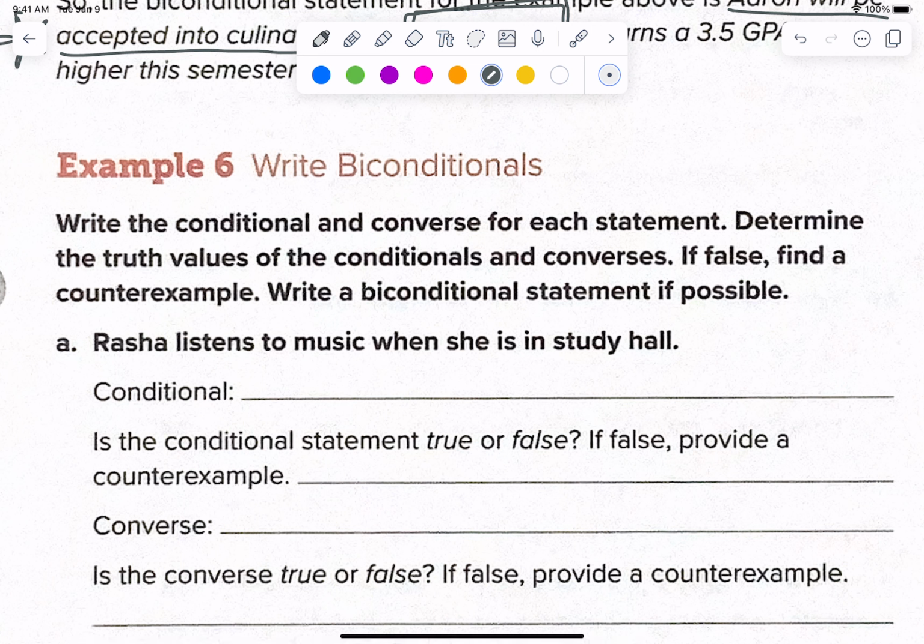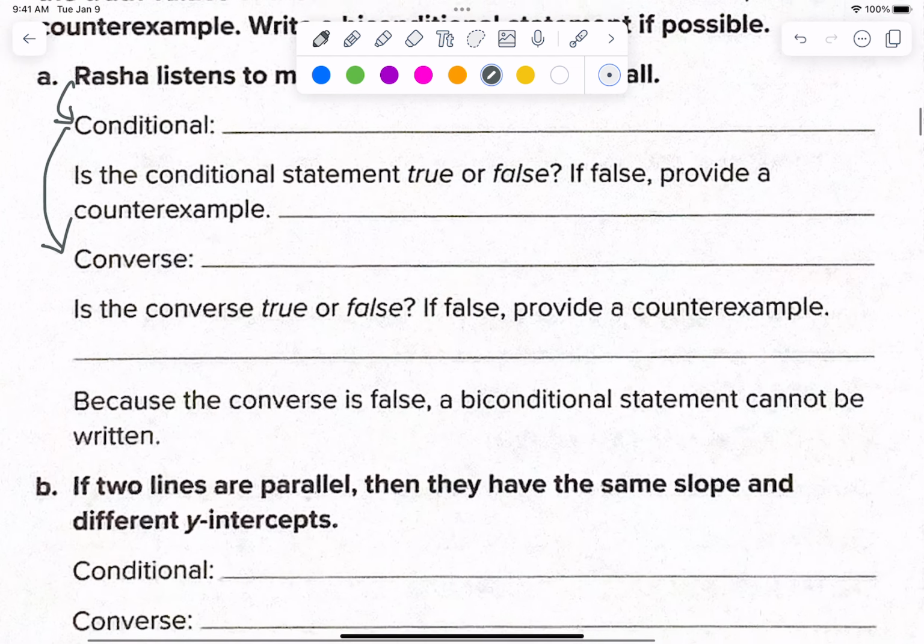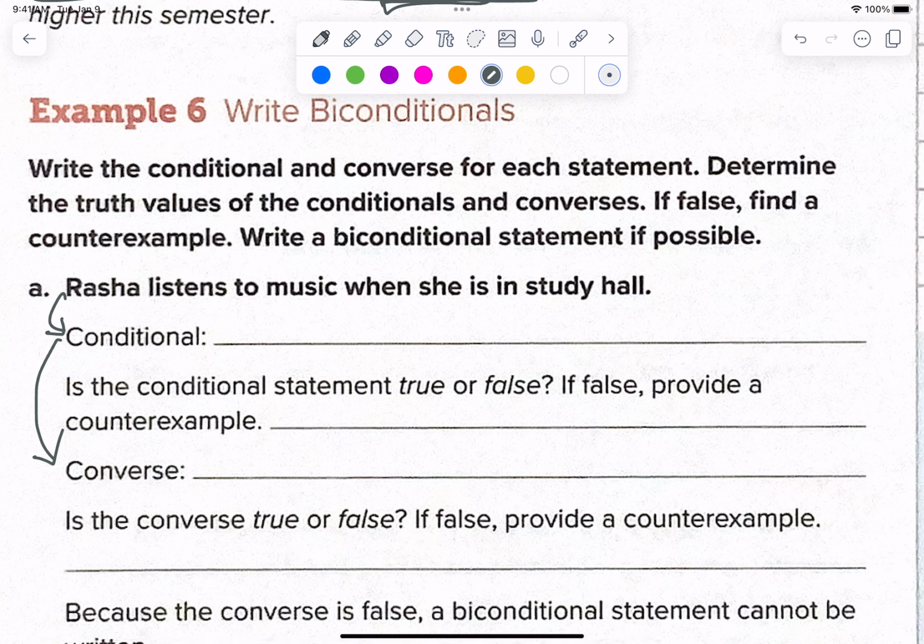So here is our conditional equation. They want us to write it in if-then form. And then write the converse and then write the biconditional. We got lots of steps. Okay? So it says Rasha listens to music when she is in study hall. So if she's in study hall, then she listens to music. I'm really paraphrasing. If she's in study hall, then she's listening to music.